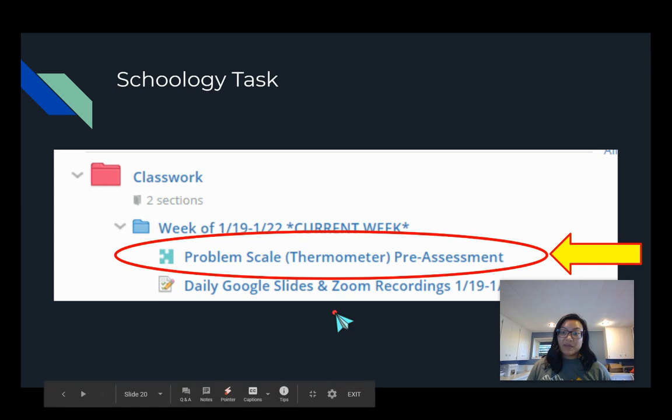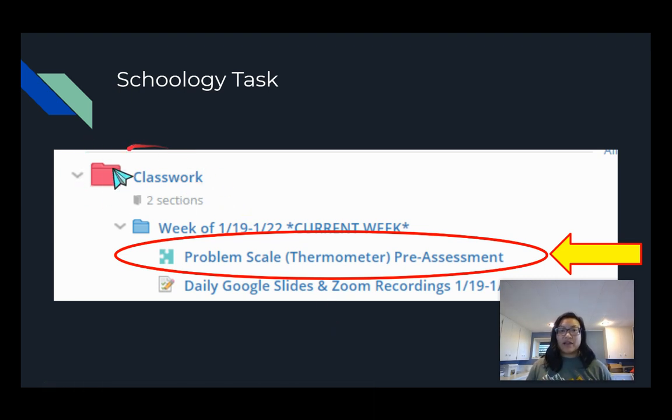Okay, so here's our assignment for today. You're going to go into our red classwork folder, just how we find every other assignment, and then you will find the problem scale, that thermometer. It's a pre-assessment. So it's okay if you don't know all the answers, this is just seeing what you heard today in a really, really quick lesson.